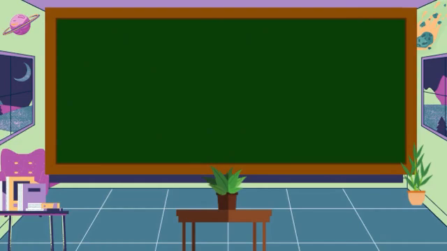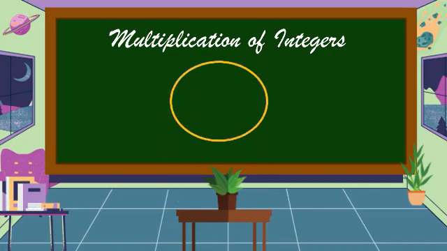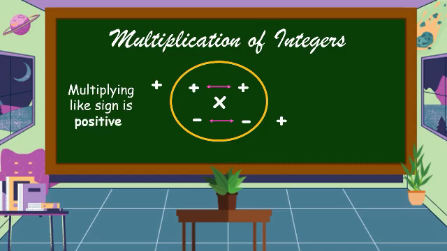Now, we already know how to add and subtract integers. Let's proceed with multiplication of integers. In multiplying integers, remember this rule. Positive times positive is equivalent to positive. Negative times negative, the answer is positive. Multiplying like sign is positive.